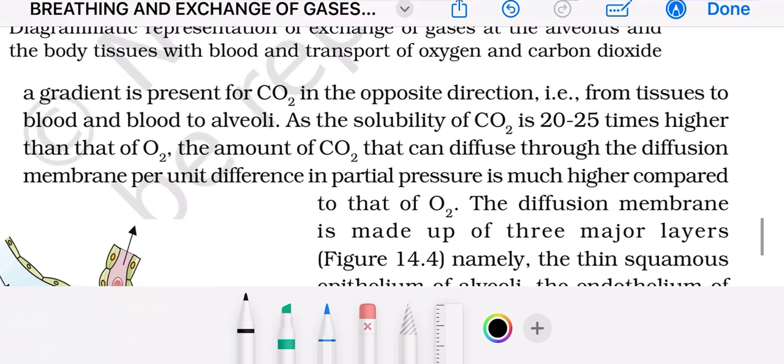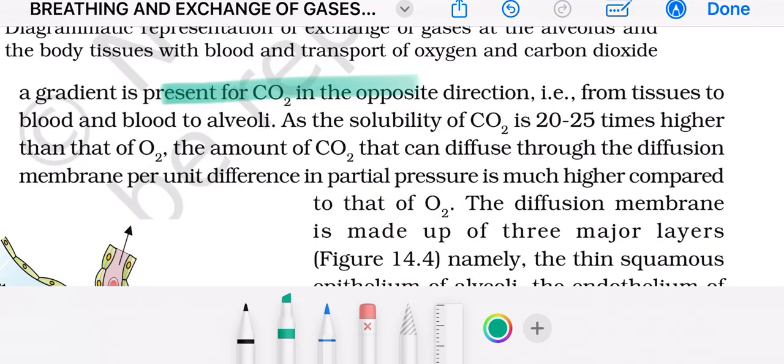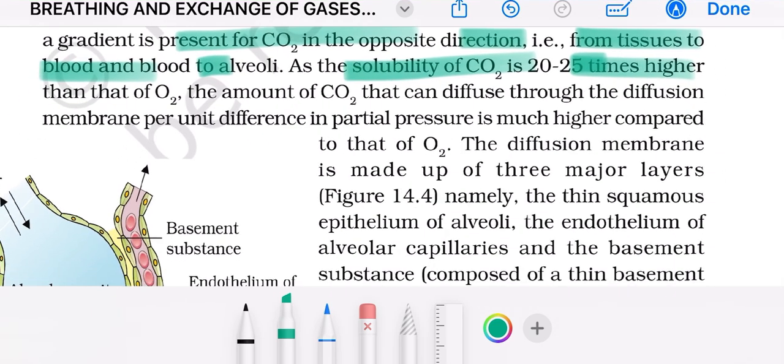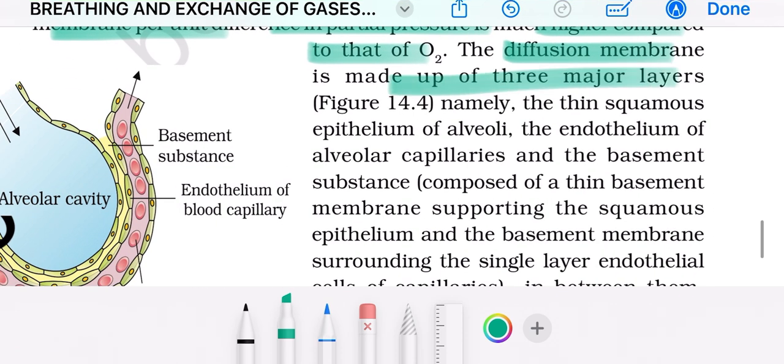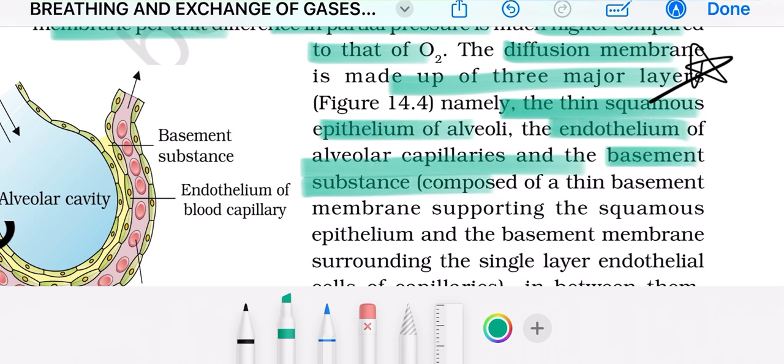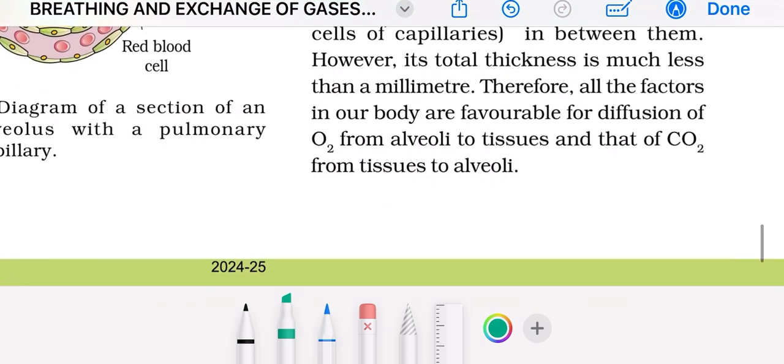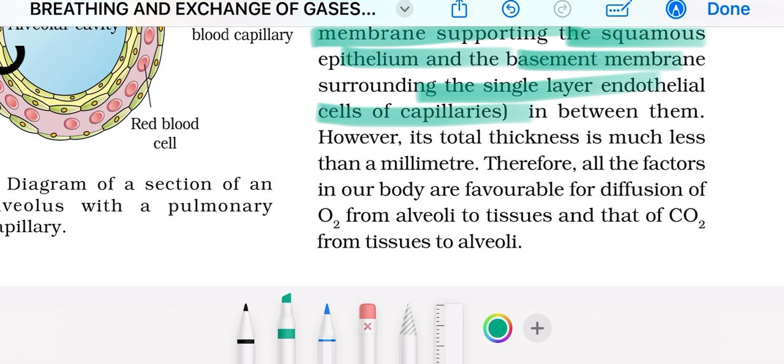A gradient is present for carbon dioxide in the opposite direction, that is from tissues to blood and blood to alveoli. As the solubility of carbon dioxide is 20 to 25 times higher than oxygen, the amount of carbon dioxide that can diffuse through the diffusion membrane per unit difference in the partial pressure is much higher compared to that of O2. The diffusion membrane is made up of three major layers: the thin squamous epithelium of alveoli, the endothelium of alveolar capillaries, and the basement substance composed of a thin basement membrane supporting the squamous epithelium and the basement membrane surrounding the single layer of endothelium cells of the capillary in between them.